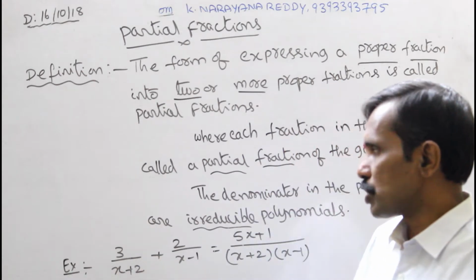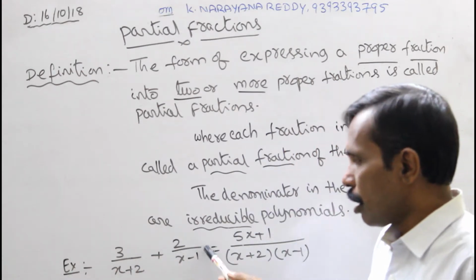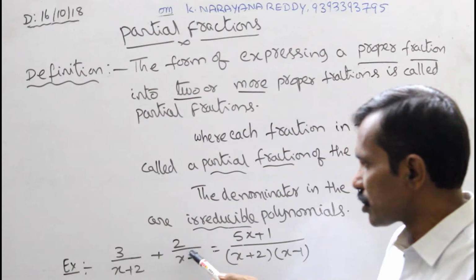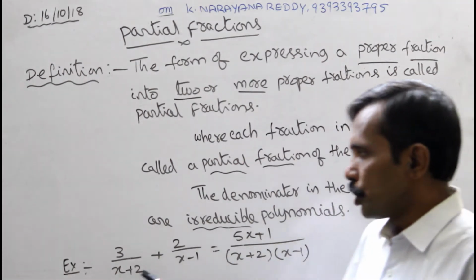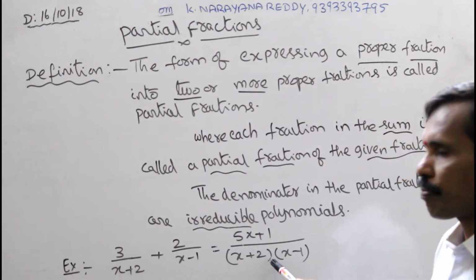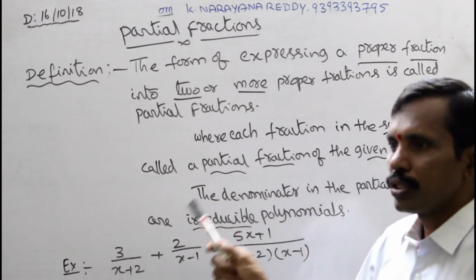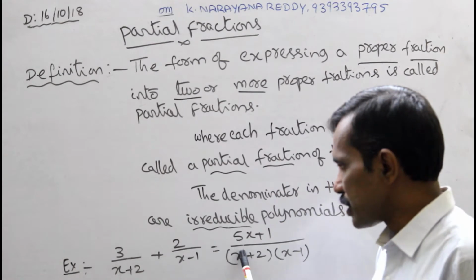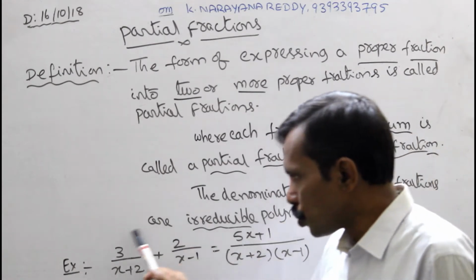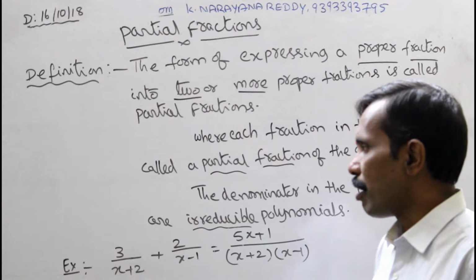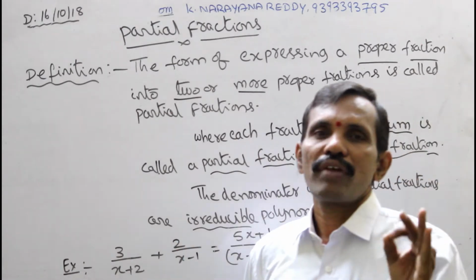Okay? 3 by (x plus 2) plus 2 by (x minus 1) are the partial fractions of this fraction. These are two fractions of this proper fraction. This is called partial fractions. So dear friends, this fraction can be divided into these two fractions. This is called partial fraction.